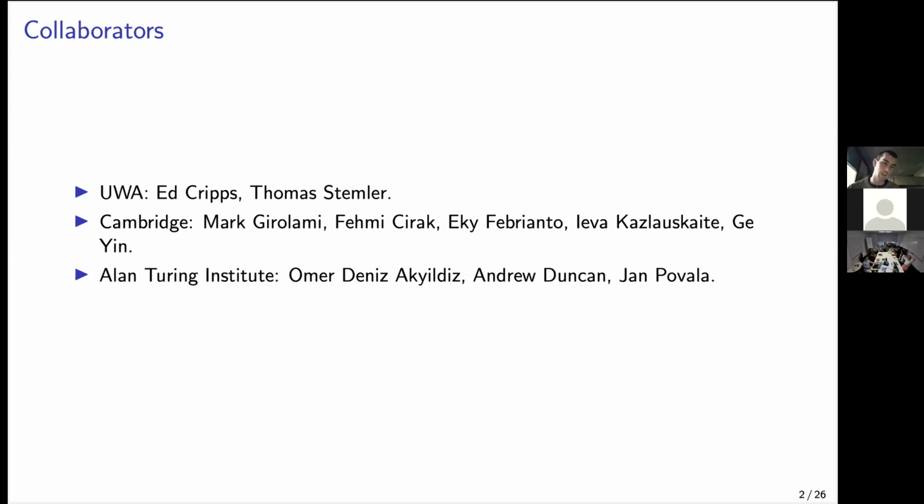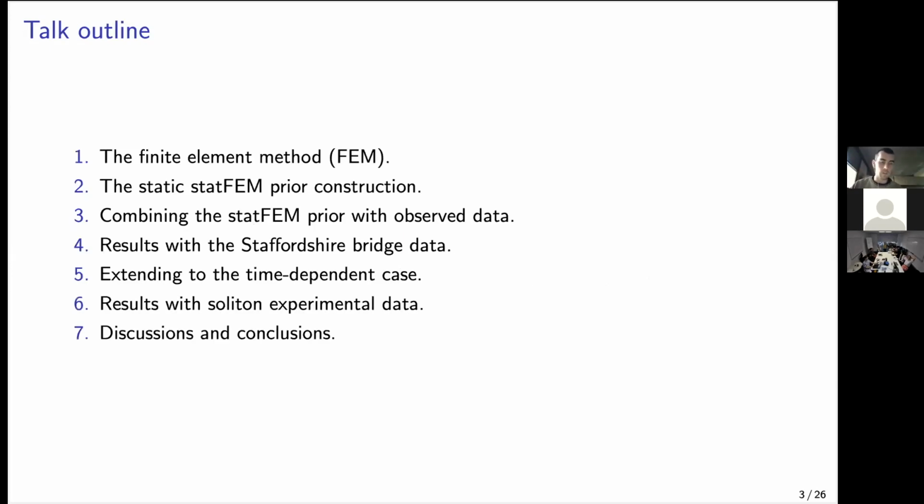And then in the Alan Turing Institute, some collaborators there too, Dennis, Andrew, and Jan, who are working on newer extensions of the work that Mark and us at UWA and the Cambridge team have laid out in our statFEM work.